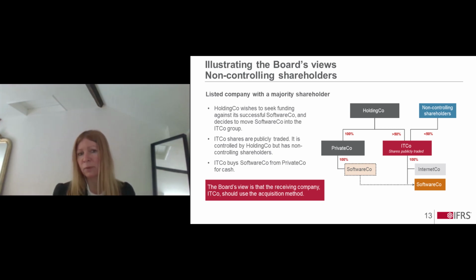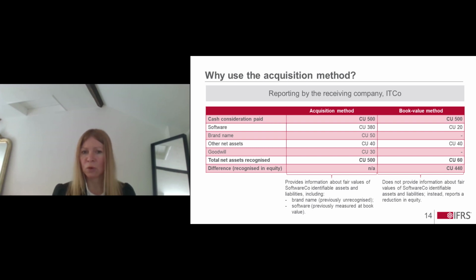So in this scenario, as we have explained, because IT company has non-controlling shareholders, the board's view is that it should apply the acquisition method. So let's look at why the acquisition method provides better information to non-controlling shareholders than a book value method. So let's first look at the most valuable asset of Software Co., the software. Under the acquisition method, this asset would be measured at fair value. Under a book value method, this asset would be measured at its existing book value, which would reflect the cost to develop the software, but would not reflect its real value.